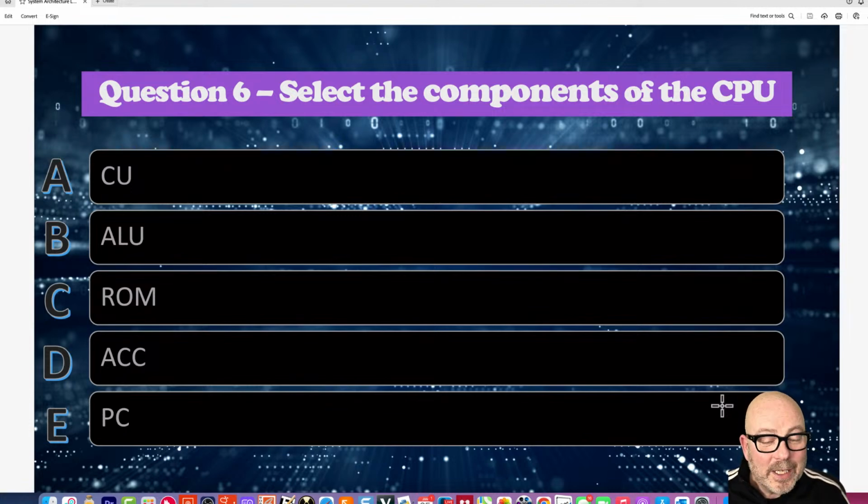So, which of these are the components of the CPU? Is it A, B, C, D, or E? Well, it'll be a few of them. You've got a couple of components in there. Which of these belong inside the CPU? Is it the CU, the ALU, ROM, ACC, or PC?